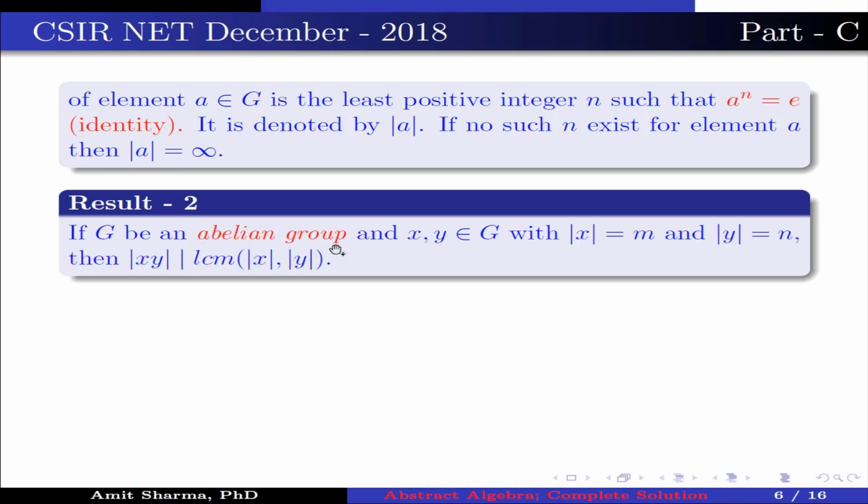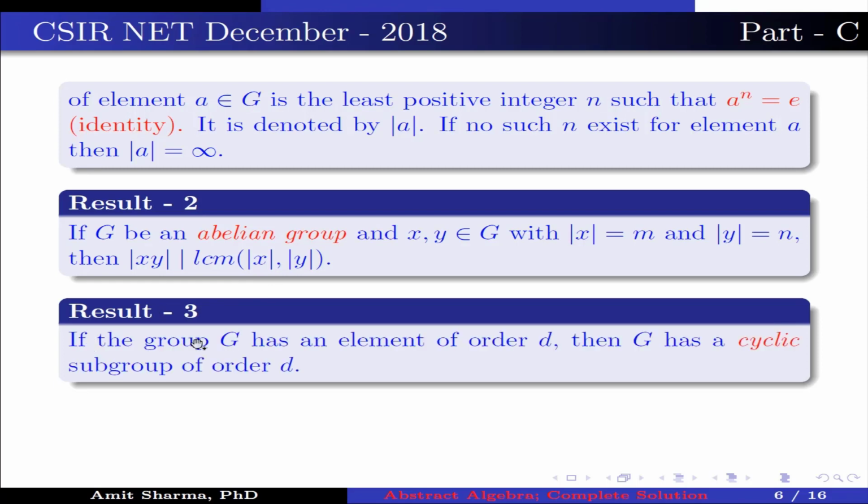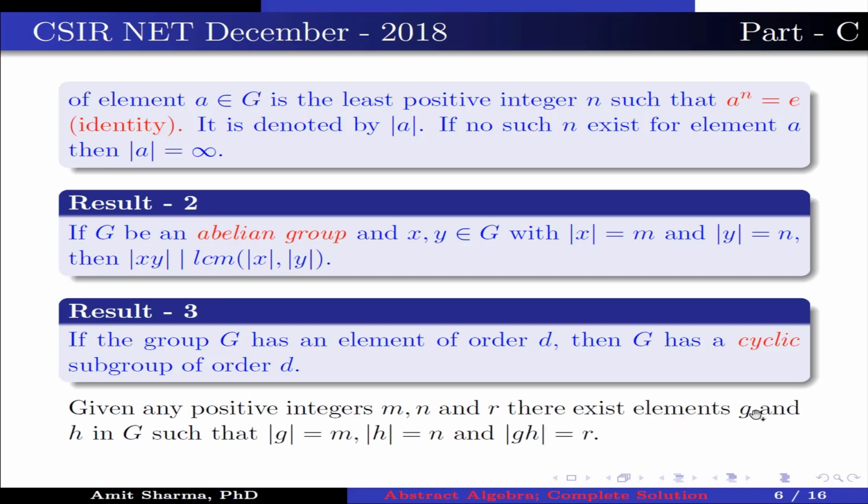If G is an abelian group and x, y belong to G with order of x equal to m and order of y equal to n, then order of xy divides LCM of order of x comma order of y. Result number 3. If the group G has an element of order d, then G has a cyclic subgroup of order d. Given any positive integers m, n and r, there exist elements g and h in G such that order of g equals m, order of h equals n, and order of gh equals r.